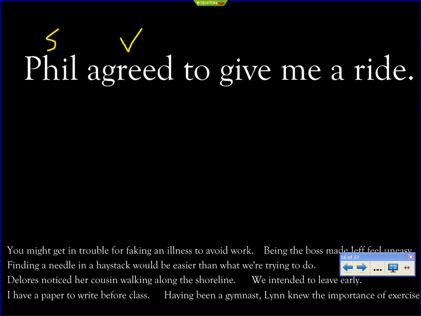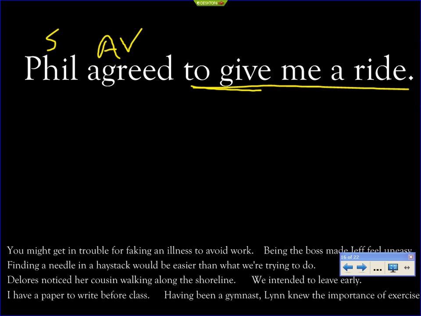So we have Phil agreed. One other piece of information. Agreed. Linking or action? Action. Phil is agreeing to something. It is an action that he's performing. Okay. Good enough. We're looking for verbals and verbal phrases. Coral, can you see one in there? Excellent. Your infinitive is to give. And do you see the full infinitive phrase? The full infinitive phrase would be everything connected directly to give. Correct. To give me a ride.